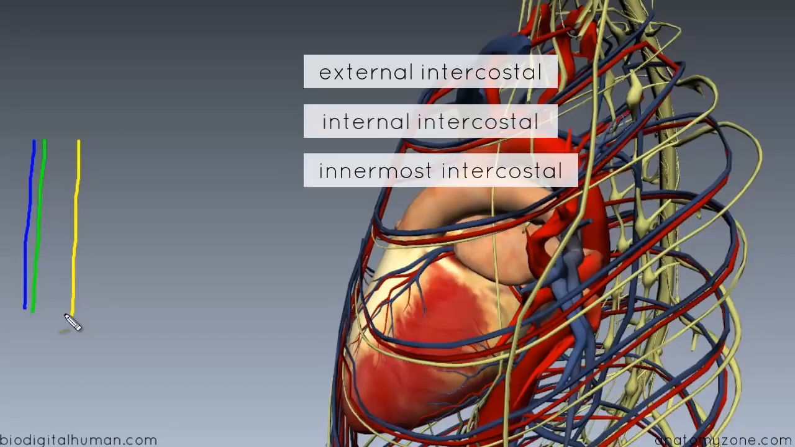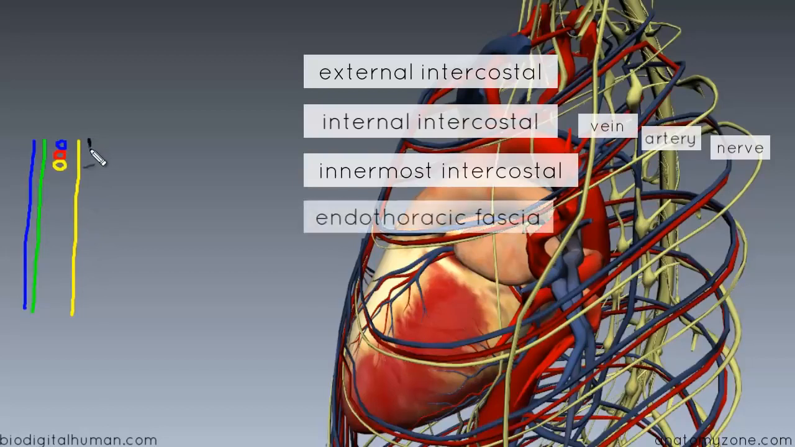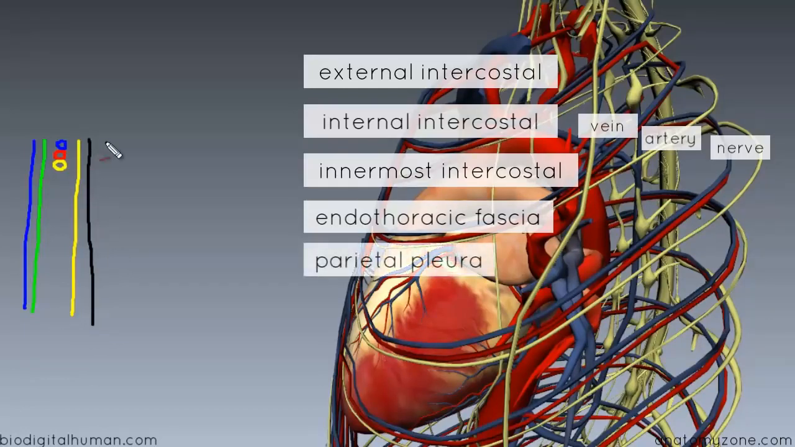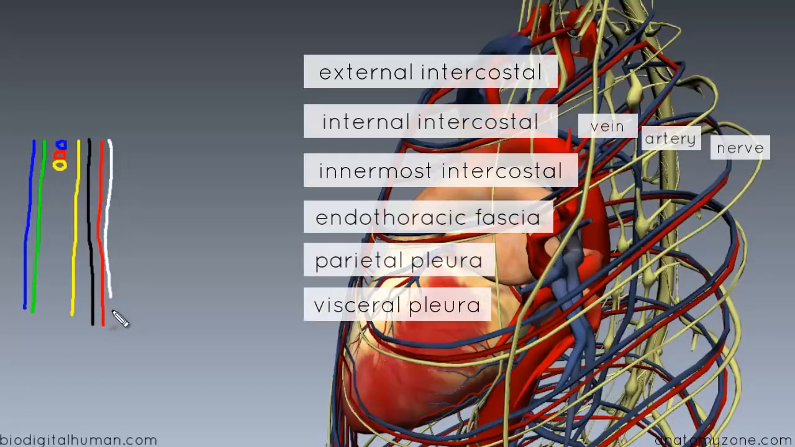So at the top you've got the vein, and then you've got the artery, and then you've got the nerve, and then underneath the innermost intercostal you've got the endothoracic fascia, and then just underneath this you've got the pleura. So you've got the parietal pleura, and then you've got the visceral pleura, and then you've got the lung tissue under that.